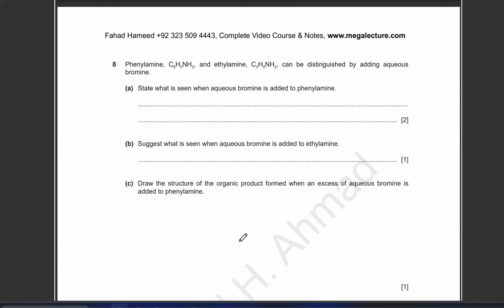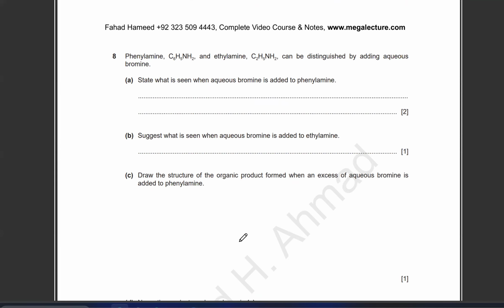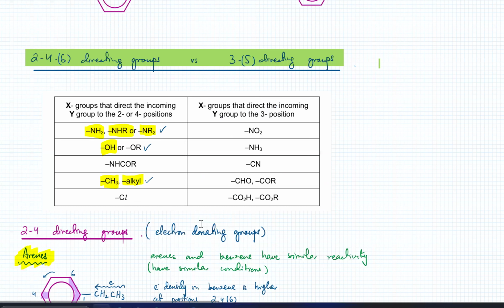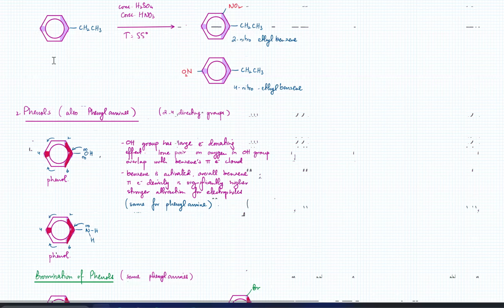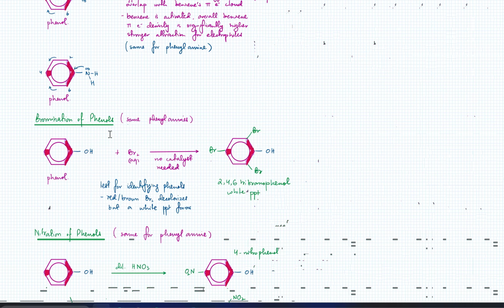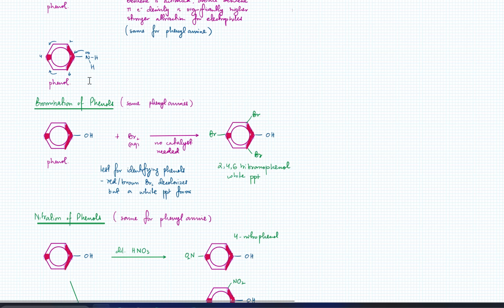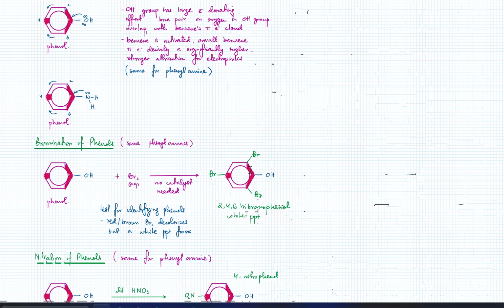Okay, we've got: state what is seen when aqueous bromine is added to phenylamine. So what you're going to see, not the reaction, what you'll just see. Remember, phenols and phenylamine have kind of the same reaction. The first thing is you're going to see a white precipitate. Whether it's OH or NH2, the reaction will be exactly the same. You can put an NH2 over here instead of the OH. So you'll get a white precipitate, and the red brown bromine decolorizes, but a white precipitate also forms.